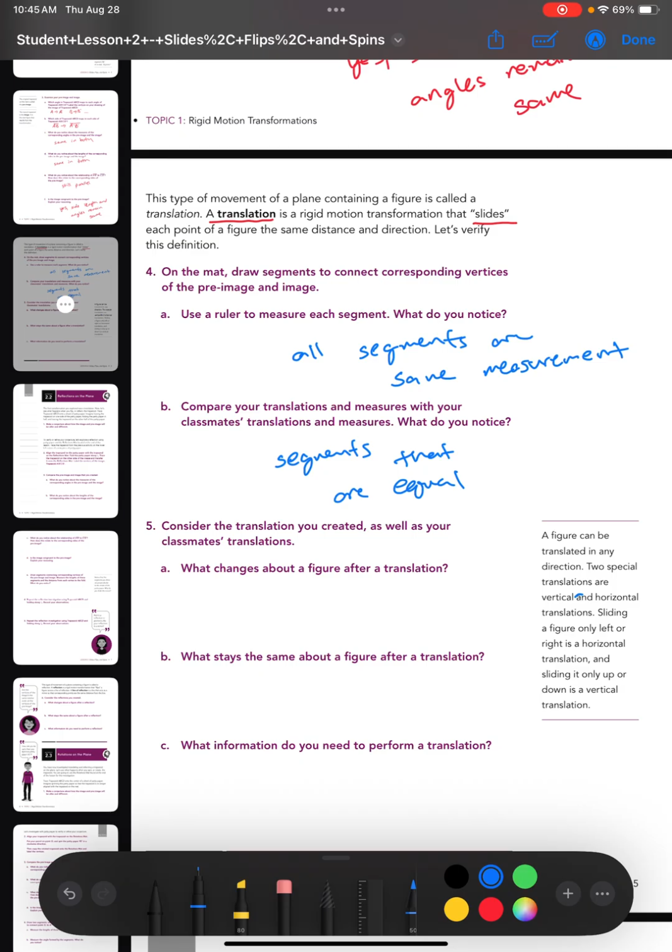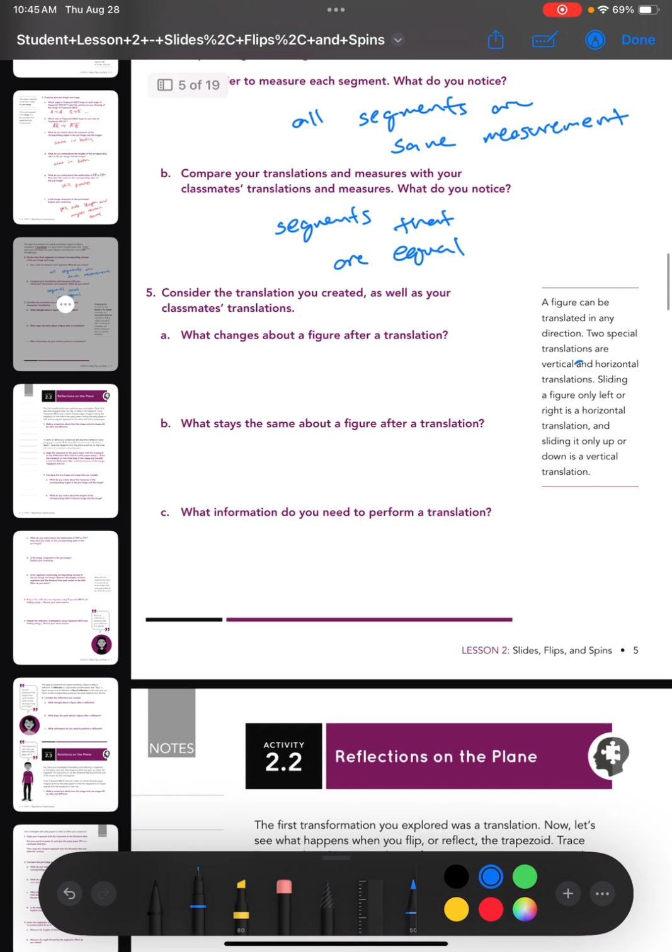Now, again, not your segments are equal to their segments, but all of their segments are equal, all of your segments are equal, because you have translated it, each vertice, the same distance. Okay, 5, consider the translation we just created, as well as your classmate's translation that you just checked with, who you're working with. What changes about figure after a translation?